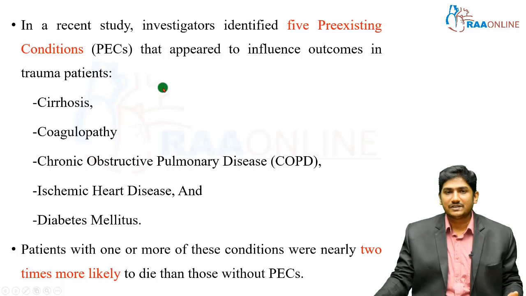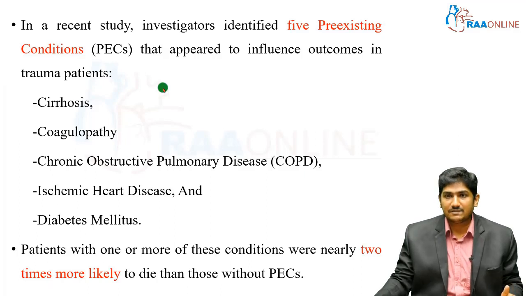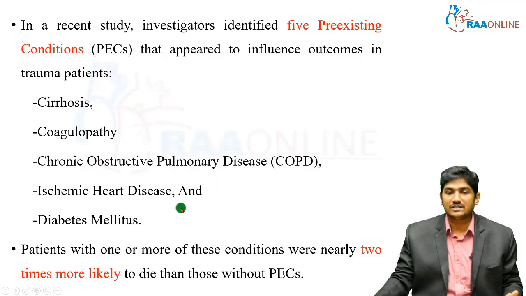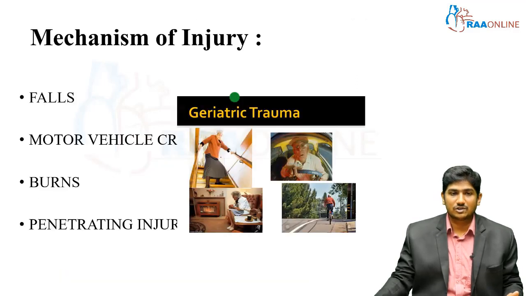In a recent study, investigators identified 5 pre-existing conditions that appeared to influence the outcome in trauma patients: cirrhosis, coagulopathy, chronic obstructive pulmonary disease, ischemic heart disease, and diabetes mellitus. Patients with one or more of these conditions were nearly 2 times more likely to die than those without. Okay, so whenever you see elderly patients, you need to ask about each and every premorbid condition. What is the most common mechanism of injury?